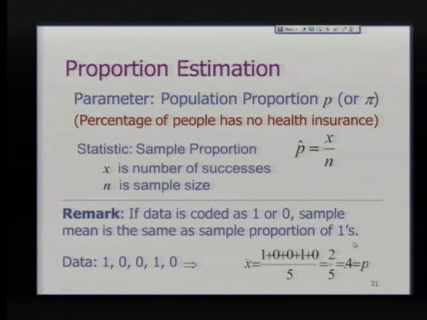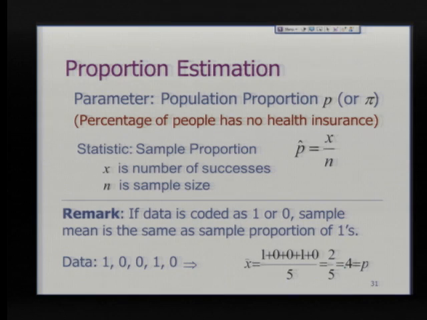So what I'm trying to say is, when you calculate the average for this data, it is the same as the proportion of ones. You see that? So if you code your data as 1 and 0, the sample proportion is the same as the sample mean. Okay? Make sense? Okay?